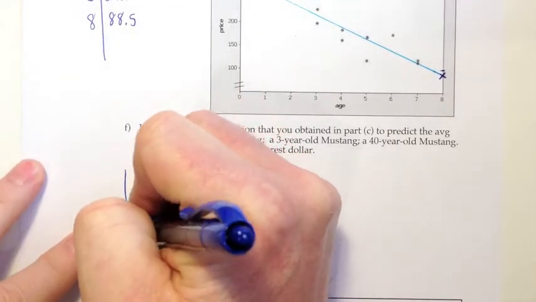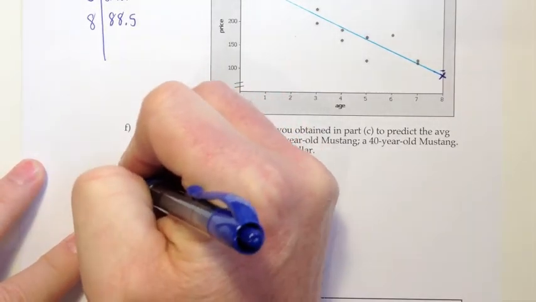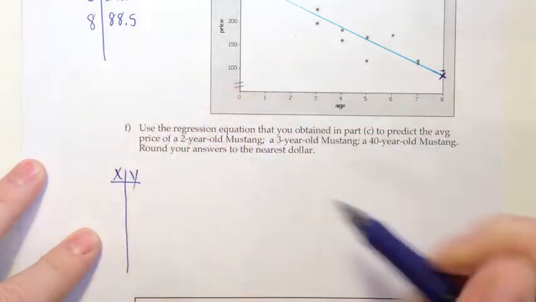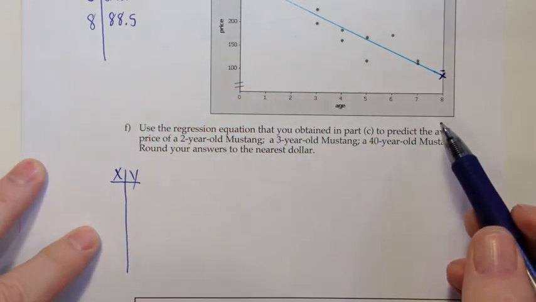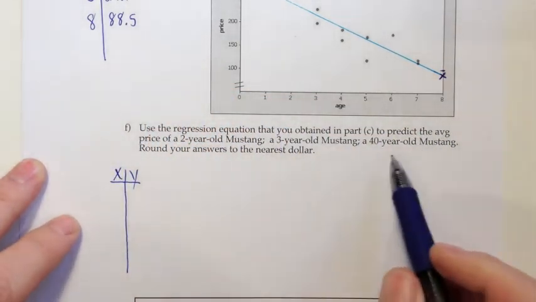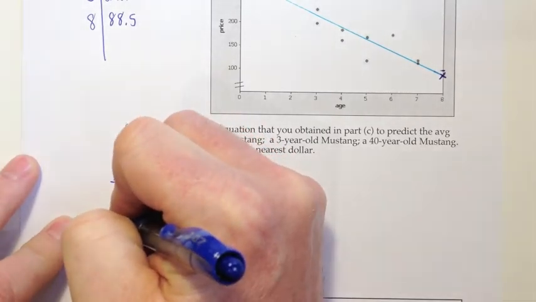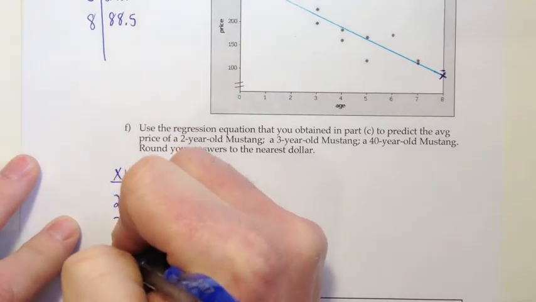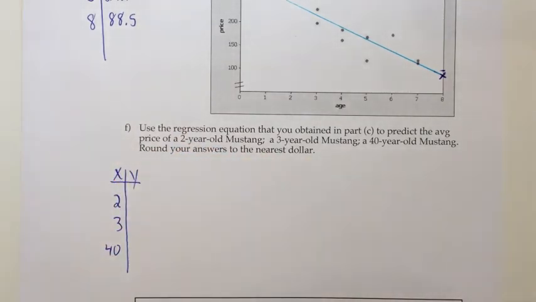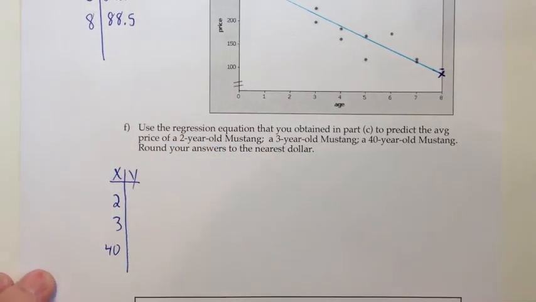I would just make a chart like we already have at first. And this time, instead of thinking about, well, I want 2 points that are far apart to make a good graph, I'm going to plug in whatever they told me to for the ages. And they want us to make predictions for a 2-year-old, a 3-year-old, and a 40-year-old Mustang. So I'll use all of those as inputs in this process.